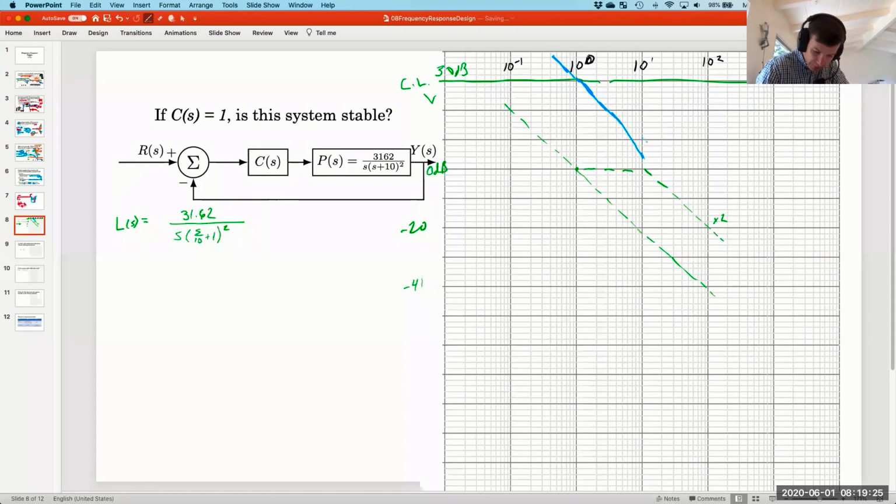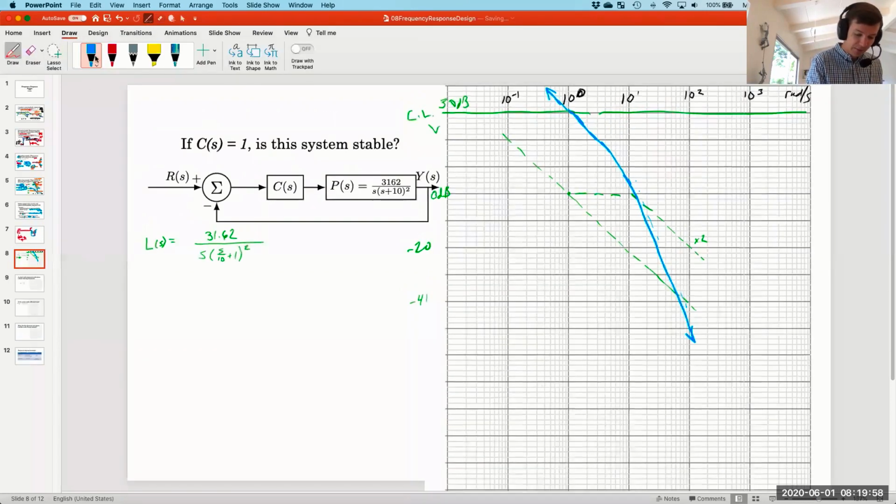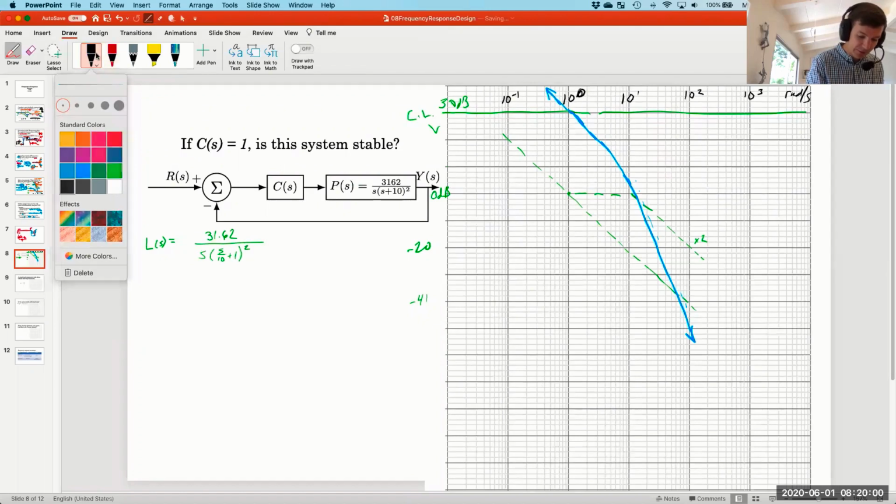And so now we're going to draw the asymptote starting at this point and then rolling off at 60 dBs per decade. So here's 20, 40, 60. So I need to approach this line, something like that. Okay, so questions on the magnitude plot when the controller is equal to 1. Because now we're going to talk about the phase plot.